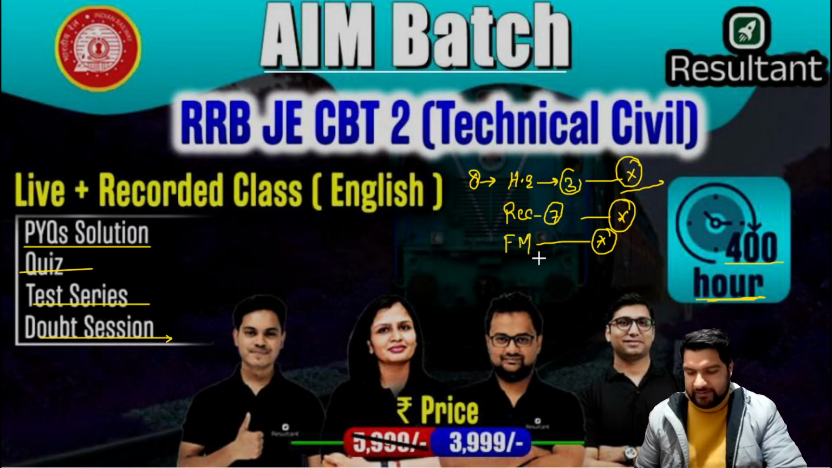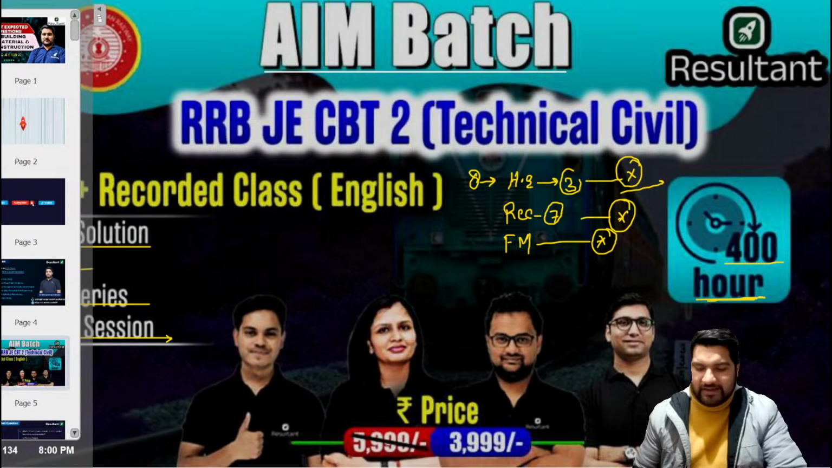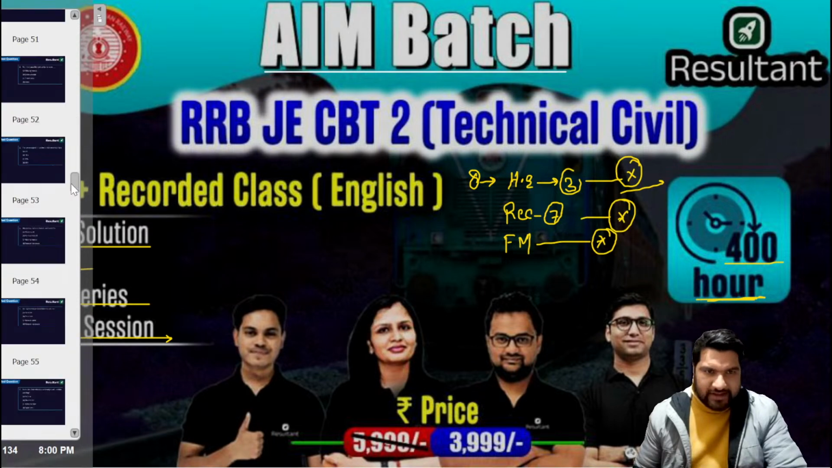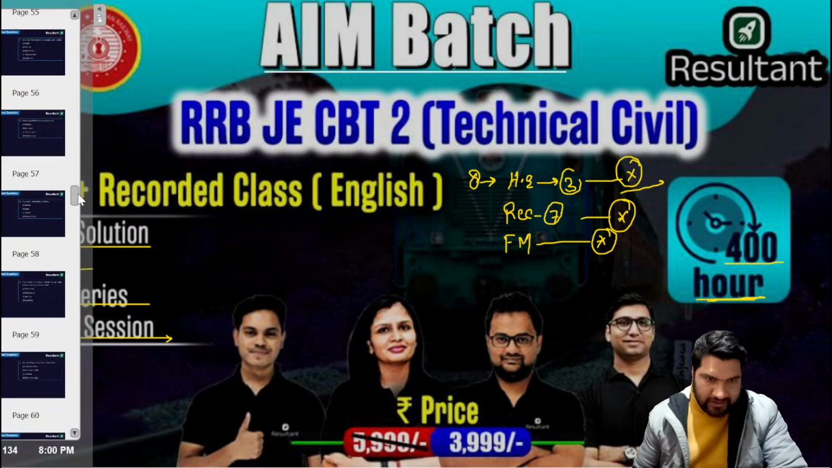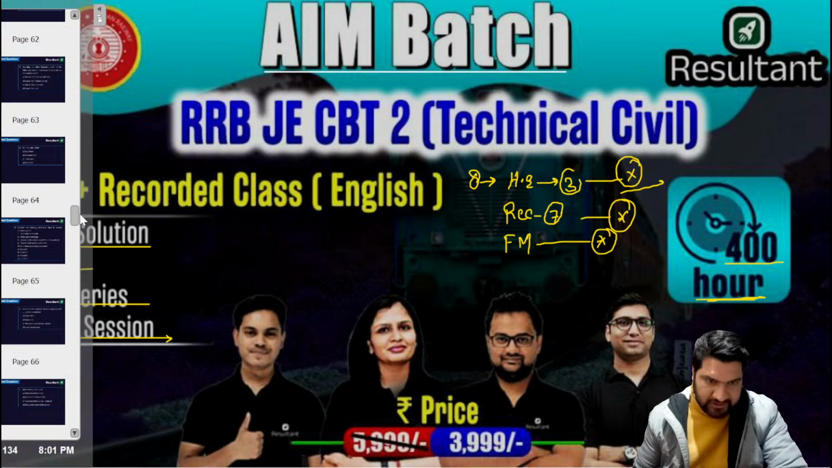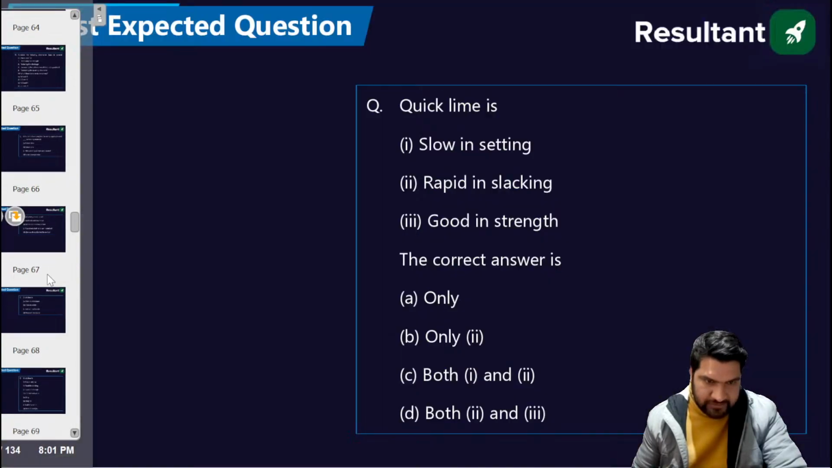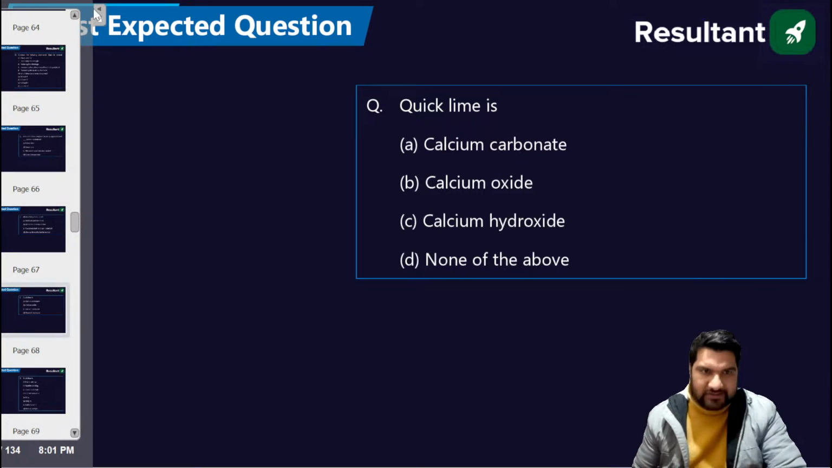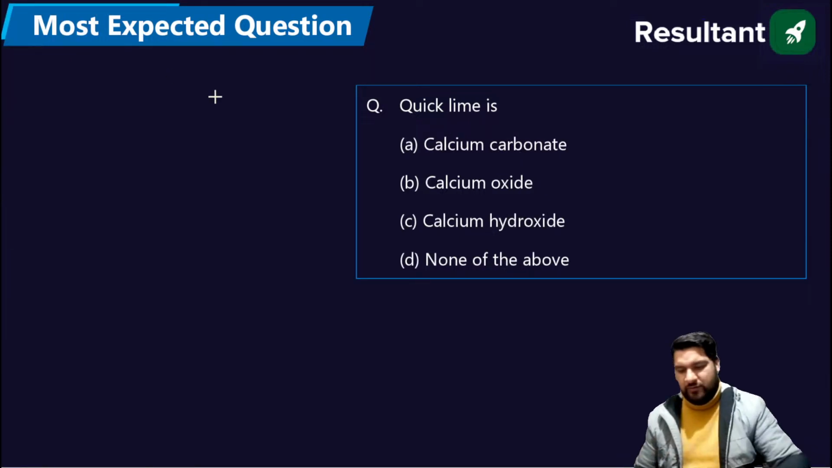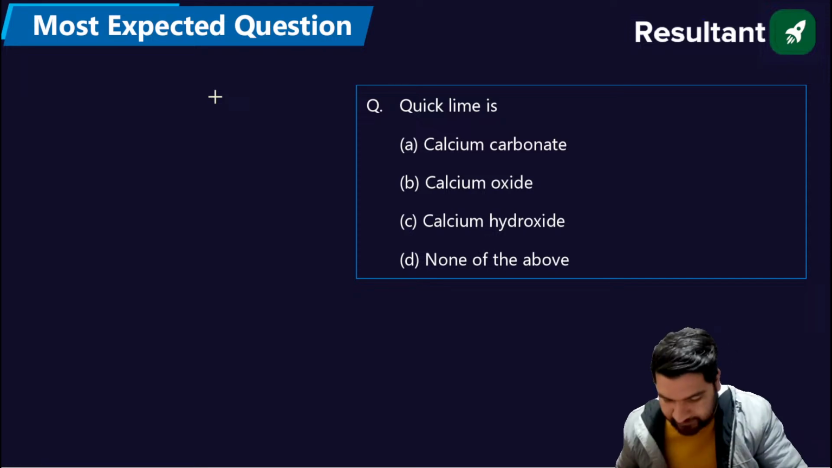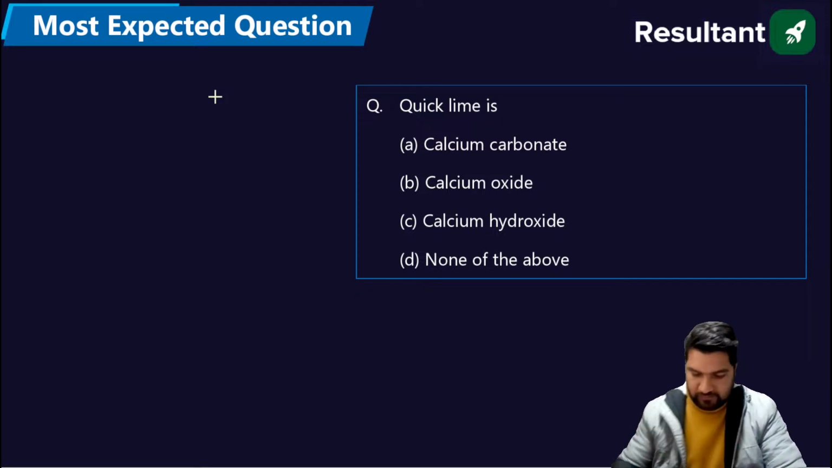Shall we start our class? In the last class, I think we discussed up to 68 questions. Let me find out. Yes, this question is to be discussed now. Write down the answer of this question.